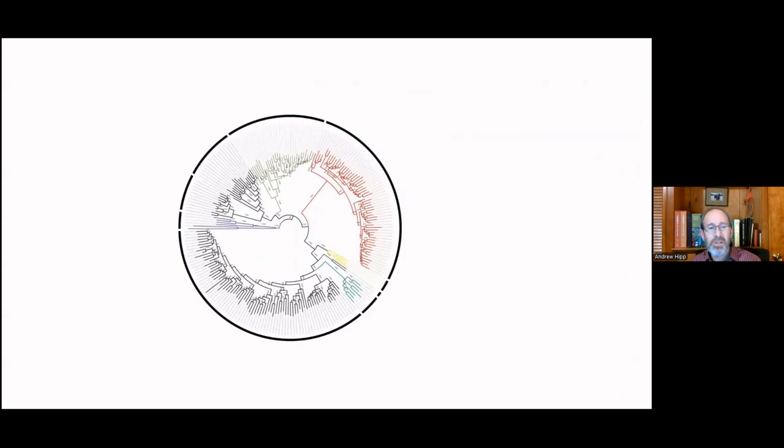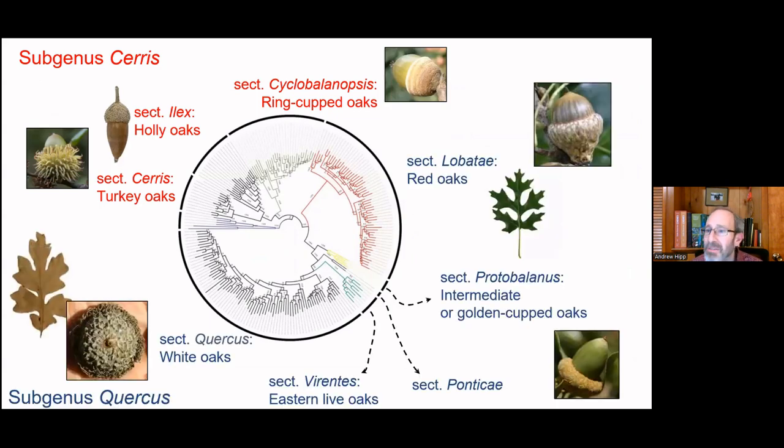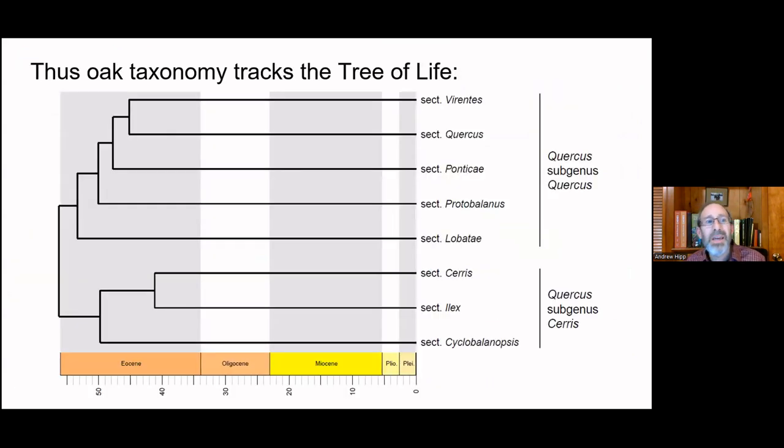So when we look at the tree of life here, and we see this division into the Old World oaks, the ring-cupped oaks, the holly oaks, and the Turkey oaks, and the division of the New World oaks, the red oaks, the white oaks, the golden cupped or intermediate oaks, the southern live oaks, we're seeing this classification that really tracks the tree of life.